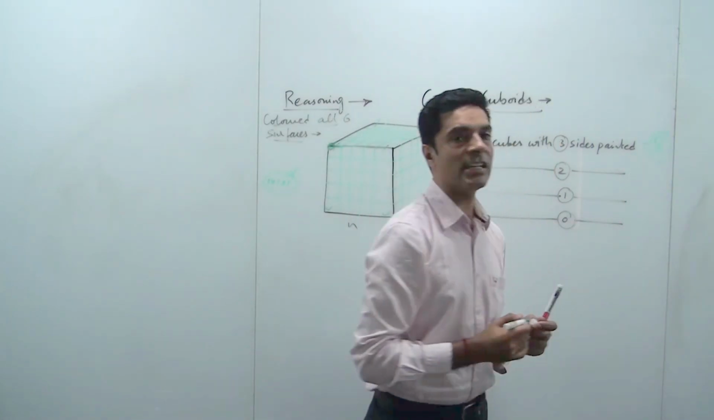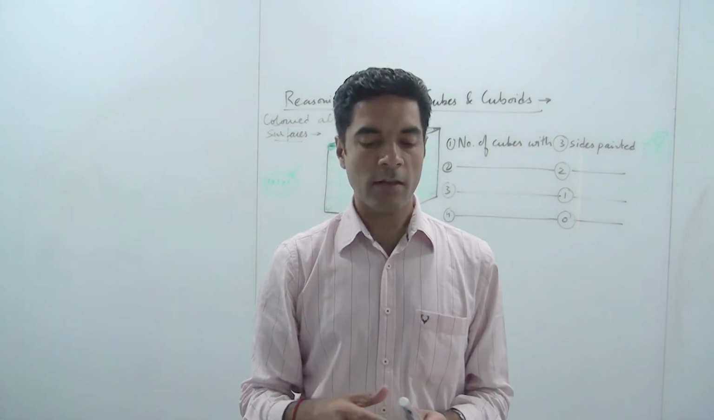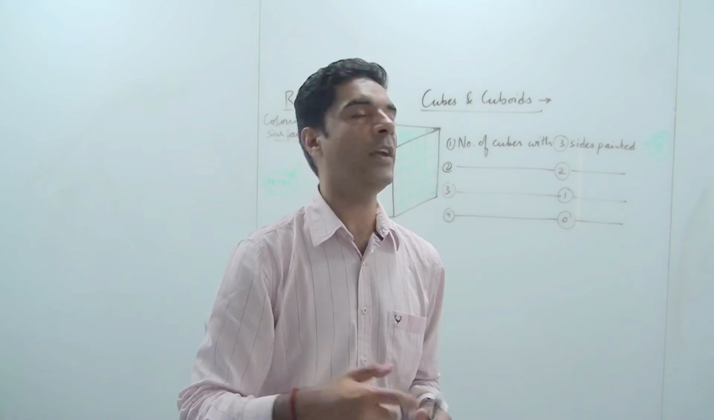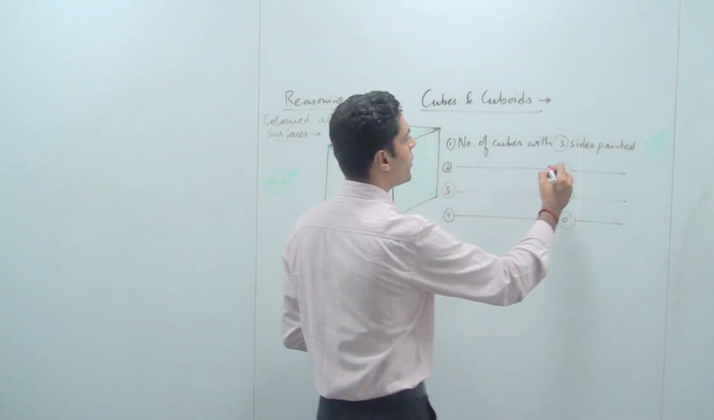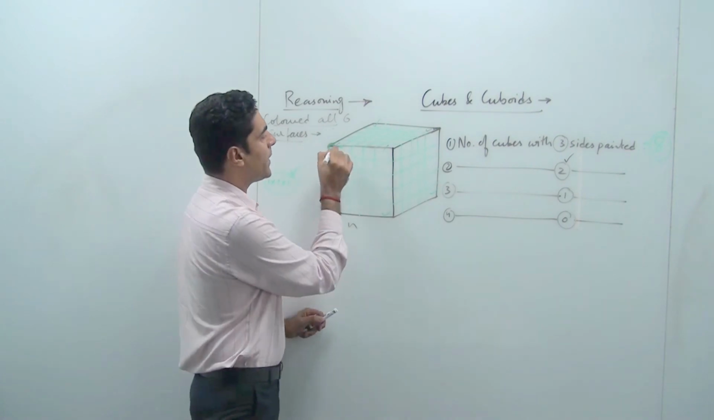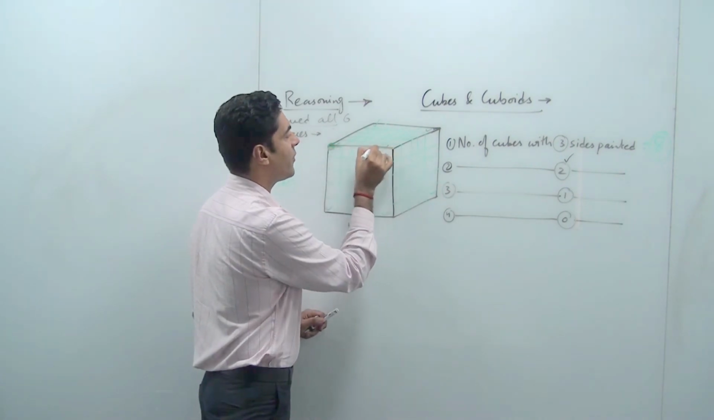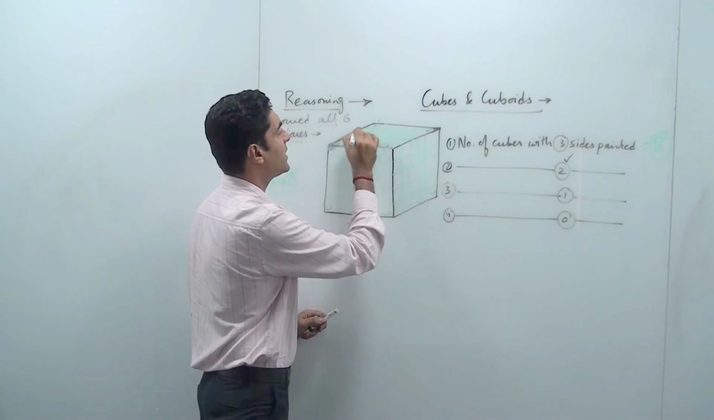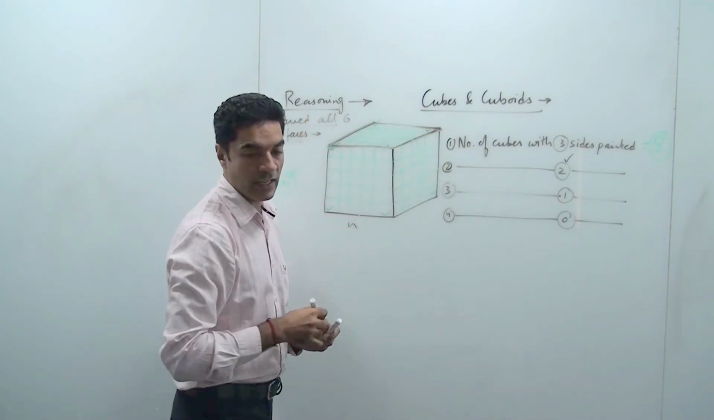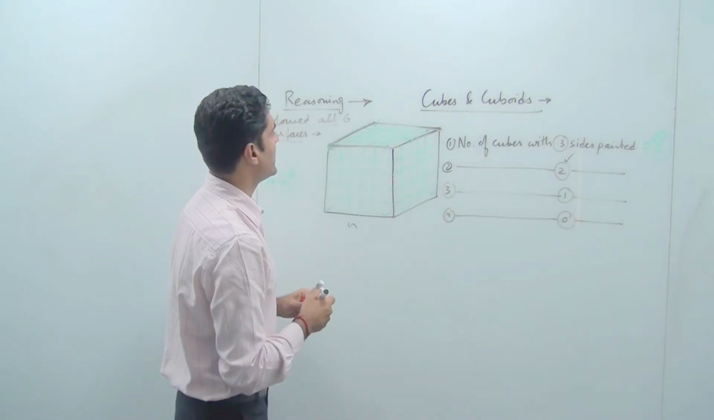So there will be 8 such smaller cubes which will have 3 sides painted. Right? If I talk about the number of smaller cubes with 2 sides painted, they are going to be on the edges, like for example this edge, or this edge, or this edge, or this edge. You will have to think logically and also visualize it.